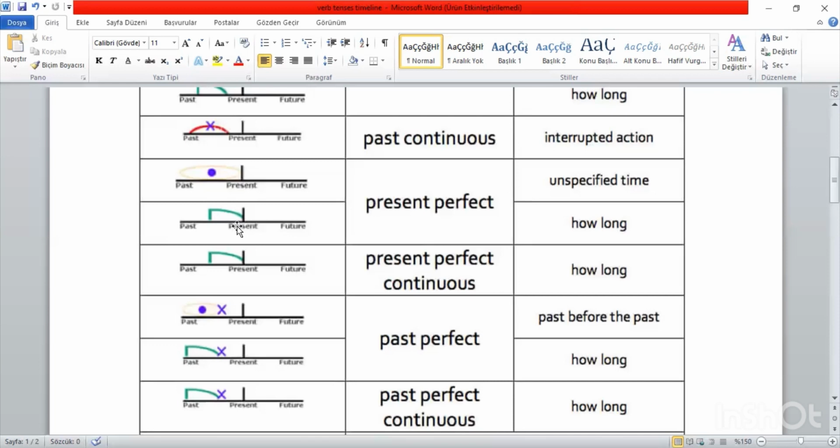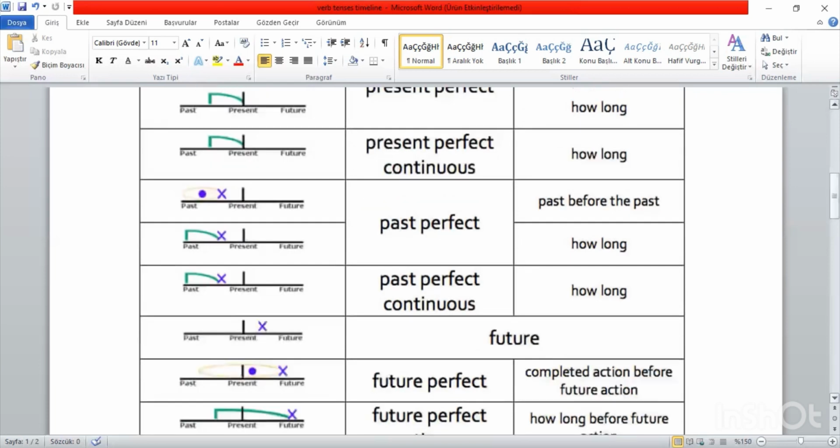For example, how long have you lived in that city, okay? And also we have present perfect continuous tense. It means that this is the question of how long, because we mostly use perfect continuous tenses to focus on how long something, for example, does take, okay? How long does something take? So the most important thing is the answer of how long, okay?